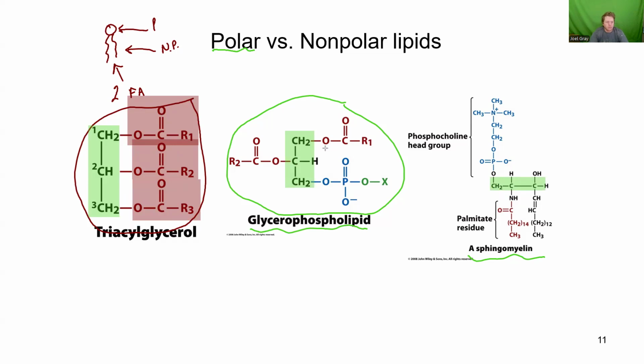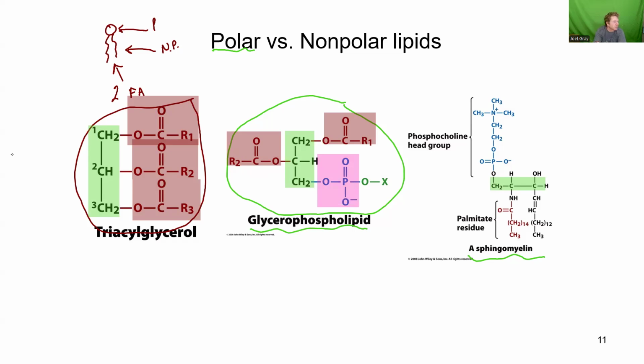By comparison, a glycerophospholipid has one and two nonpolar groups. Now, what makes a glycerophospholipid different from a triacylglycerol is the presence of a phosphate. So if we were to look at a triacylglycerol and compare it to a glycerophospholipid, the biggest difference is going to be, well, on one of those carbons, there's a phosphate.